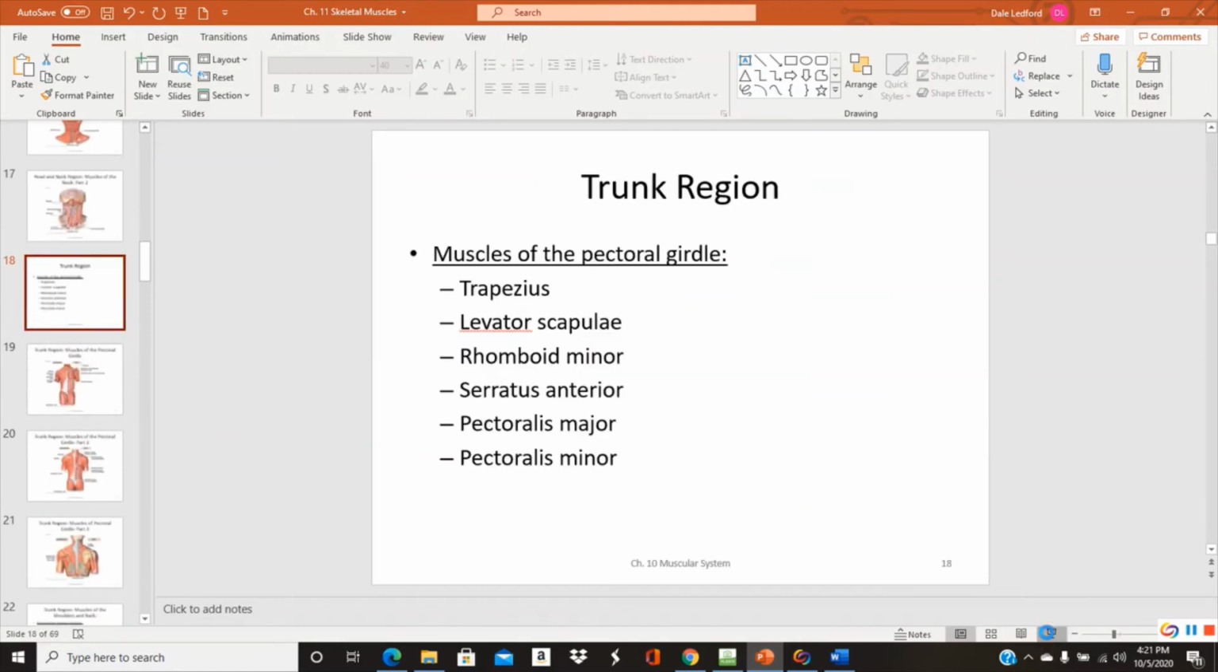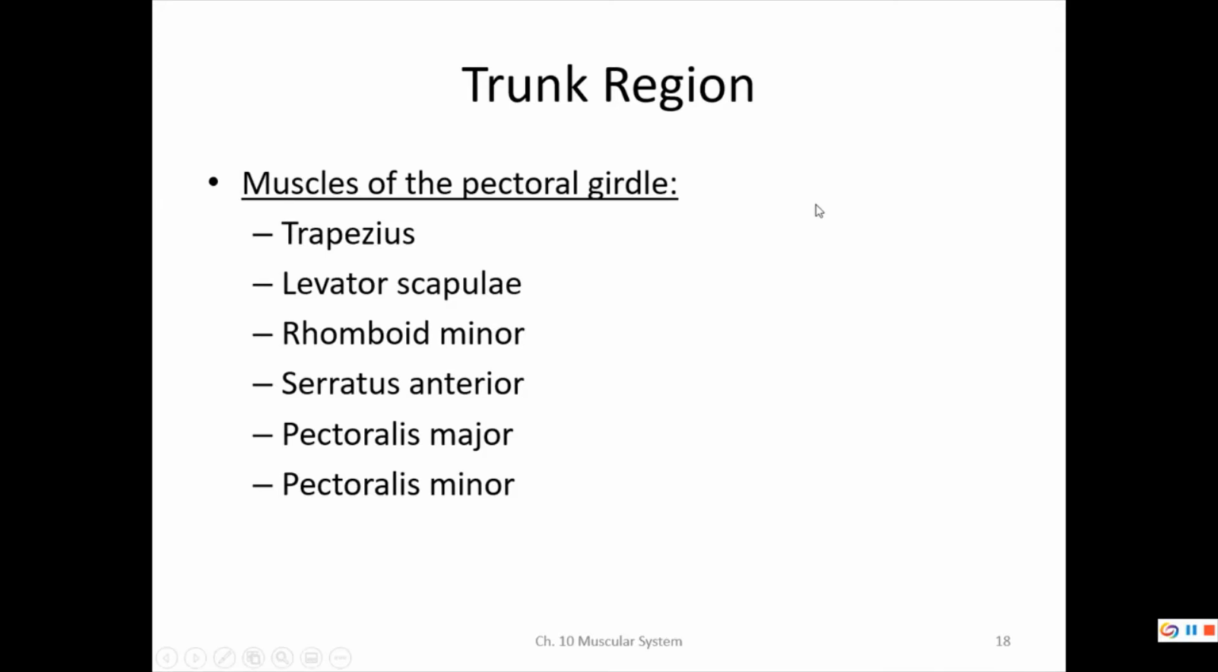Now we're going to start with the pectoral girdle. Pectoral girdle means you're dealing with the shoulders where the arms attach and things like that. We're going to see the trapezius, levator scapulae, rhomboid minor, serratus anterior, pectoralis major, and pectoralis minor. Now, I wish the rhomboid major was also depicted here, but we just don't cover them both anymore. So I'm going to start with trapezius.